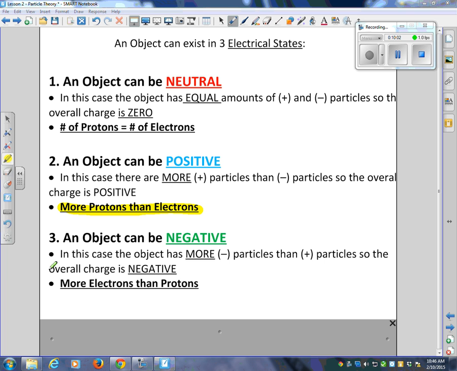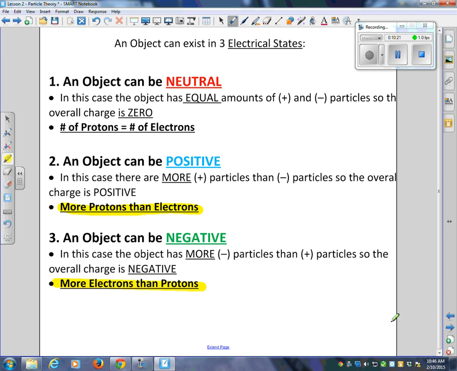Look at, see, an object can be negative. The third case is negative, right? An object can be negative when there's more what? More negatives, more electrons. Excellent. See, we're learning and talking at the same time. Collaborative learning, if you're talking about this, I have no problem with that.